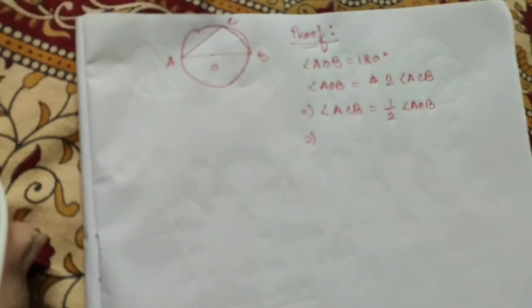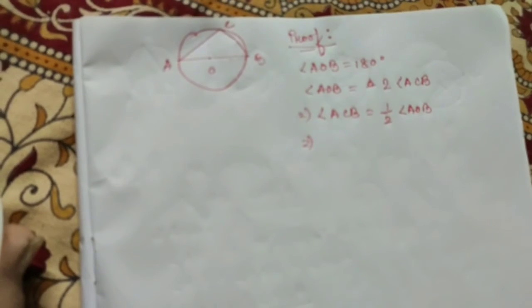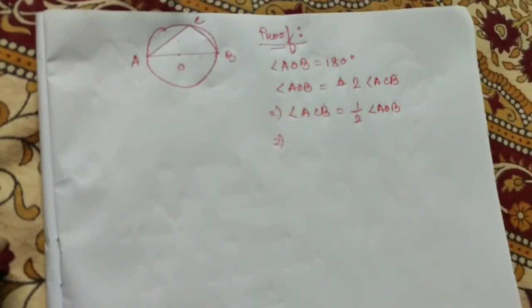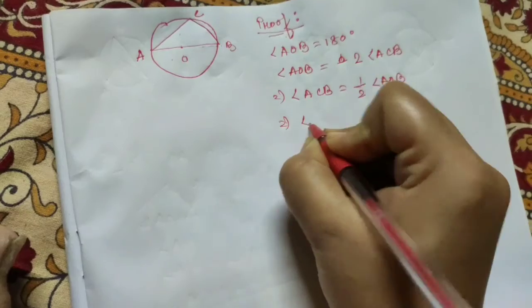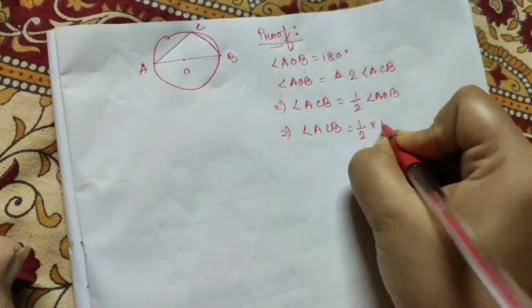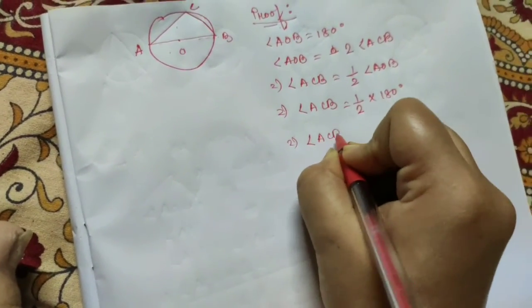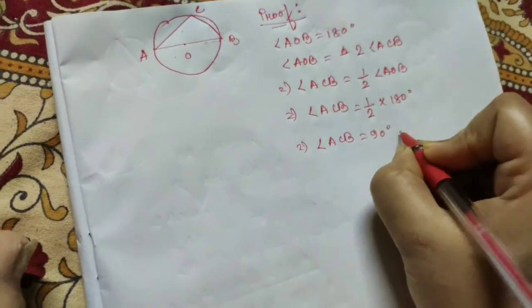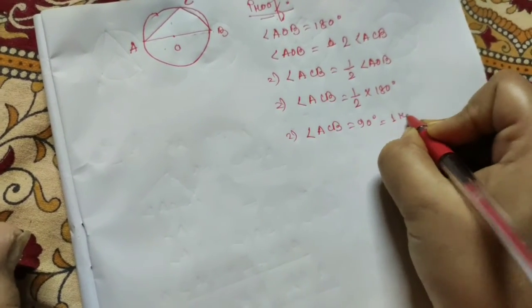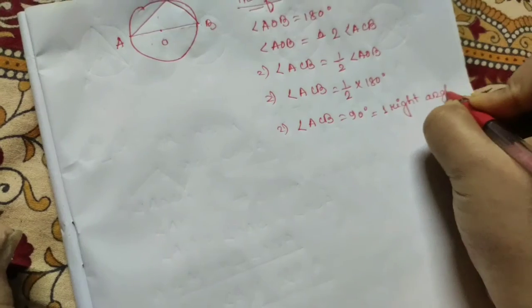Now I am putting 180 degrees in place of angle AOB, because angle AOB is the straight angle. Therefore angle ACB is equal to half of 180 degrees. That implies angle ACB is equal to 90 degrees, that is one right angle.